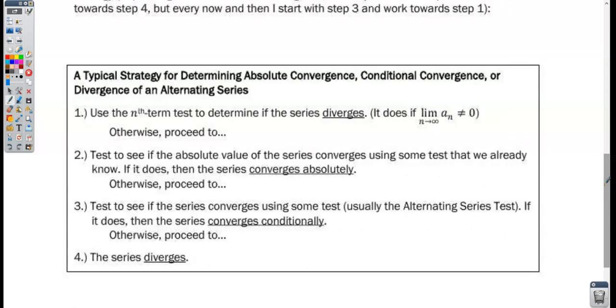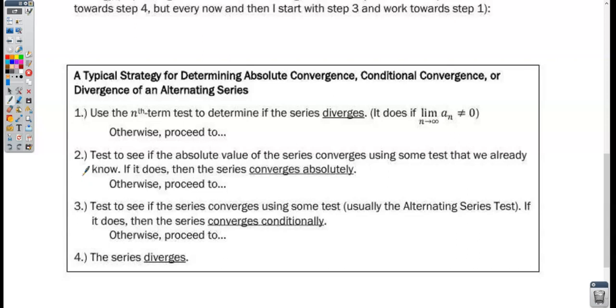First thing I do, because it's super easy, is I use the nth term test to see if the series diverges. If the limit as n approaches infinity of a sub n equals 0, then the nth term test is inconclusive, but if that nth term approaches anything other than 0, the series diverges. If the test is inconclusive, I proceed to step 2. I test the absolute value of the series and see if that converges by using some test that we know. If the absolute value converges, then that means the original series converges absolutely. If not, then we proceed to step 3.